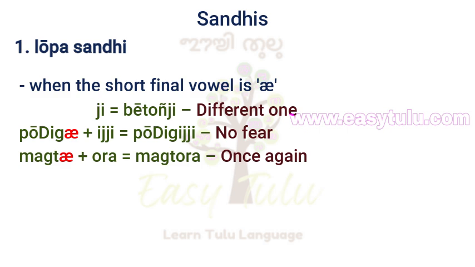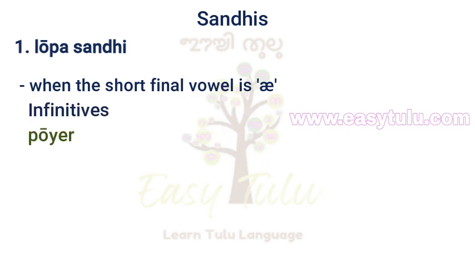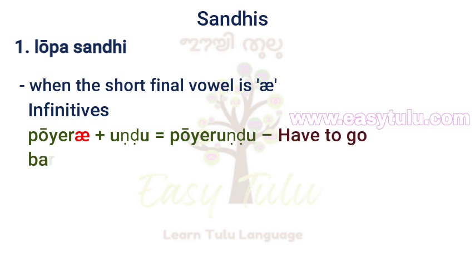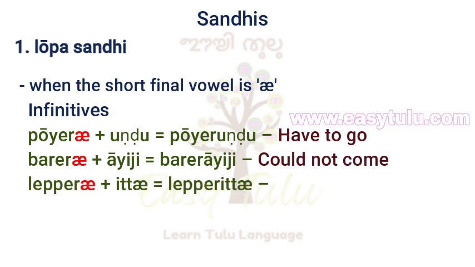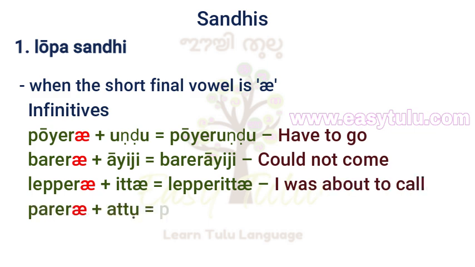Now let us see examples with infinitives. Poyere plus undu, poyerundu, have to go. Barere plus aiji, bareraiji, could not come. Leppere plus itte, lepperitte, I was about to call. Pariyere plus at, pariyarat, not to drink.